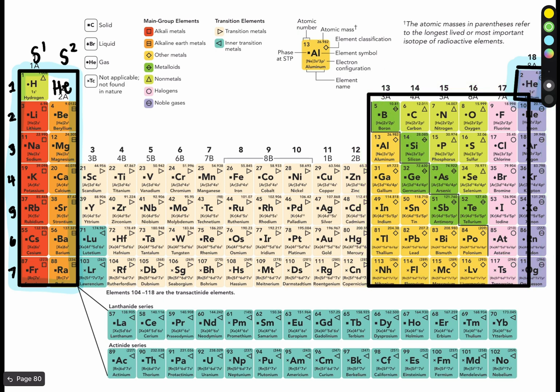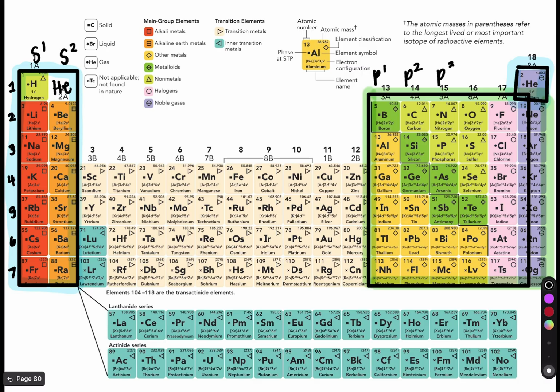All of these elements in the P block end in P1 through P6, and those coefficients count up starting at P1 all the way through P6. Now remember, helium does not belong in the P block. Helium belongs in the S block.